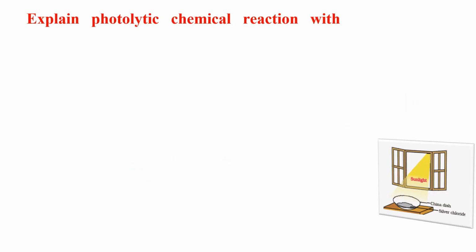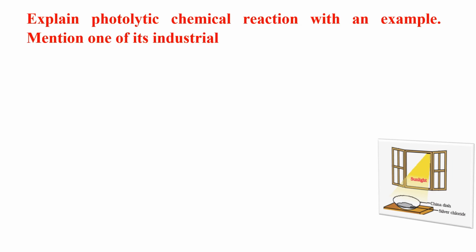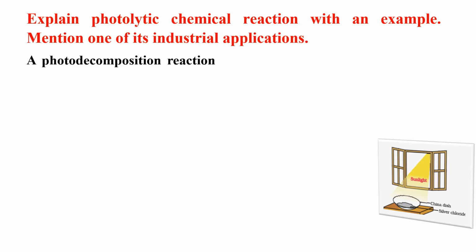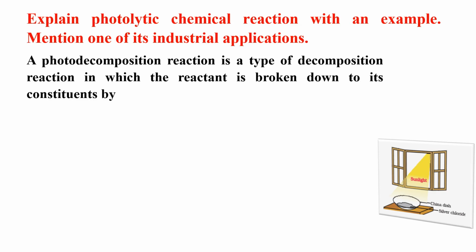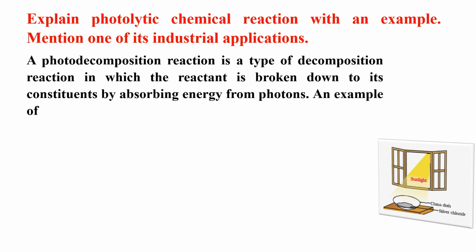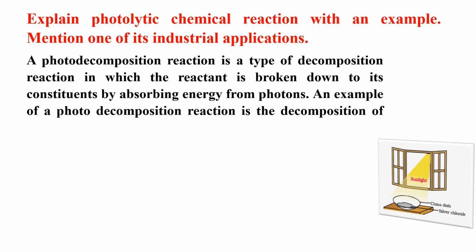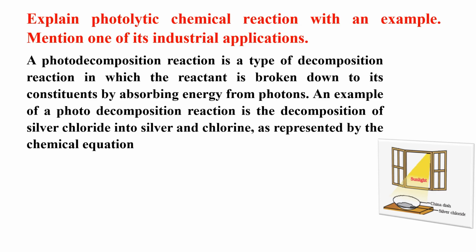Explain photolytic chemical reaction with an example. Mention one of its industrial applications. A photodecomposition reaction is a type of decomposition reaction in which the reactant is broken down to its constituents by absorbing energy from photons. An example is the decomposition of silver chloride into silver and chlorine, as represented by the chemical equation below.